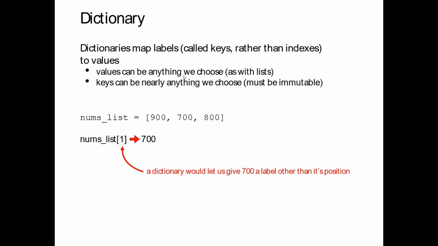The values can be almost anything we choose. They can be lists, they can be mutable, they can be immutable, they could be Boolean, strings, integers, floats. So in this case, a dictionary would let us actually use the label. Forgive me, I misspoke. This is actually the list example. So here I've got a nums list, 900, 700, 800, and I'm indexing into that list with the index. So position 0, position 1, 700 is at position 1. A dictionary is going to let us give 700 a label other than just its numerical position.